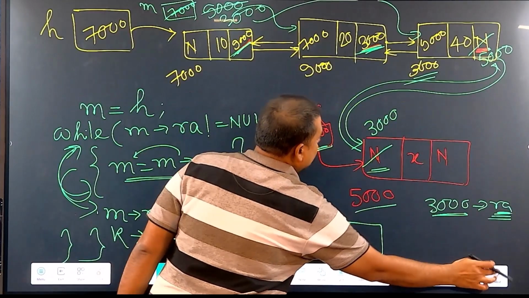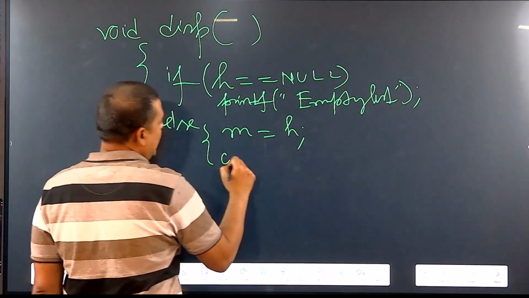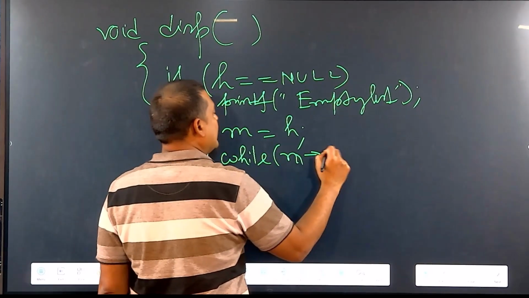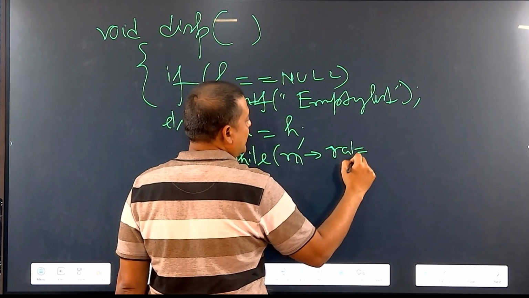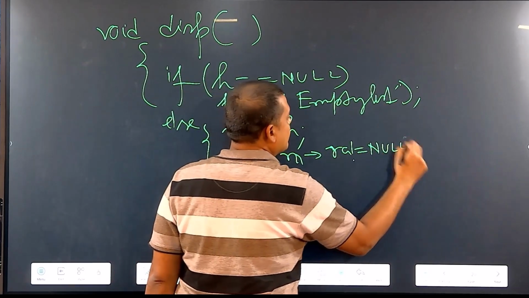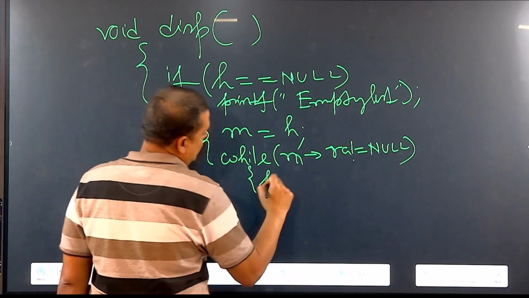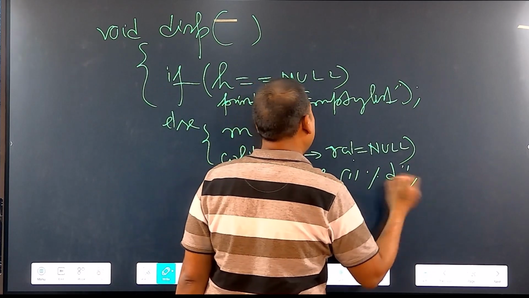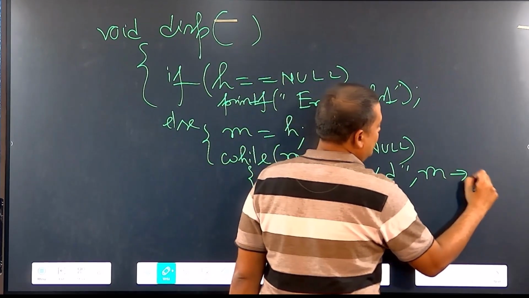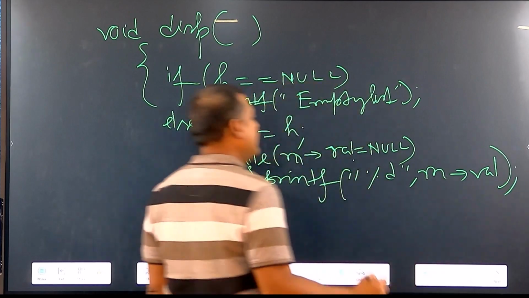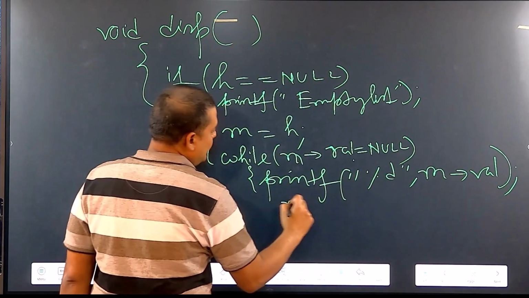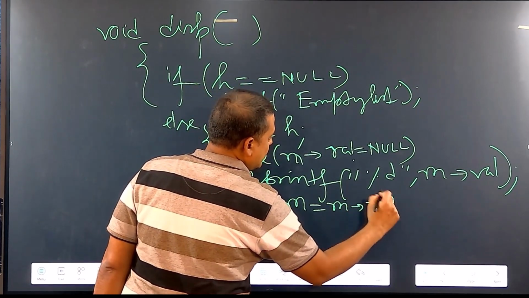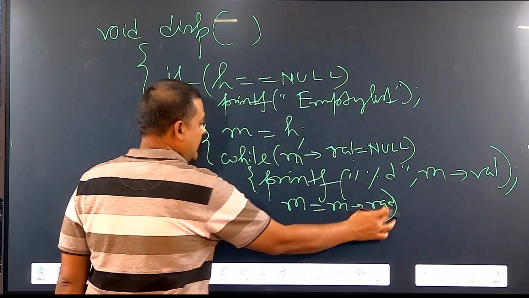Okay. So, here we have copied m, again while m arrow right address is not equal to null, we will keep printing. printf %d comma m arrow val part, this value will be there, and every time we move m equal m arrow right address.